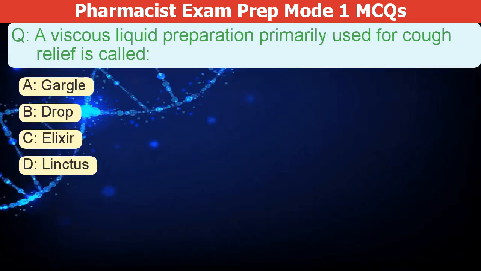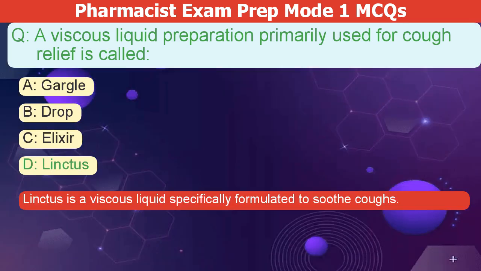A viscous liquid preparation primarily used for cough relief is called A. Gargle. B. Drop. C. Elixir. D. Linctus. The correct answer is D. Linctus is a viscous liquid specifically formulated to soothe coughs.